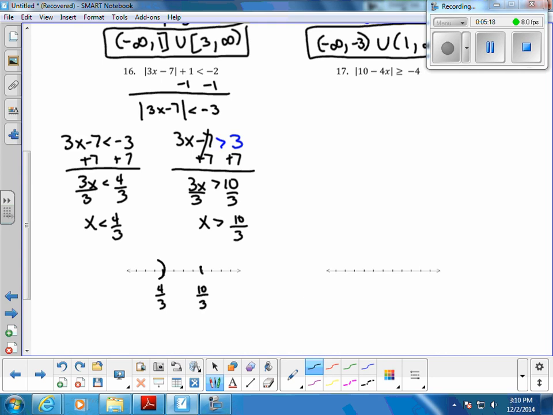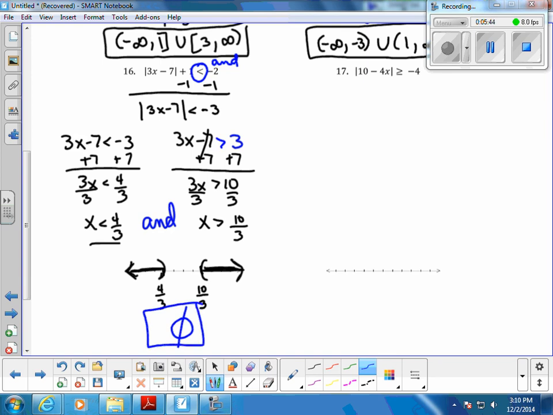X is less than 4/3 looks like this. X is greater than 10/3 is this. The original problem is an AND problem because it's pointing to the left. So AND says, where do these two overlap? They don't overlap at all, so the answer is no solution. So it's very important to know the difference between AND and OR when you get down to the bottom, as in how you name the solution. Okay, so we continue above.